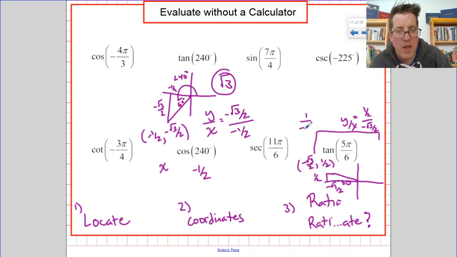1 over negative root 3. But of course, we're going to rationalize our denominator, and we're going to say that that is the opposite of root 3 over 3. Pretty simple, right? Okay, let's pick another one.